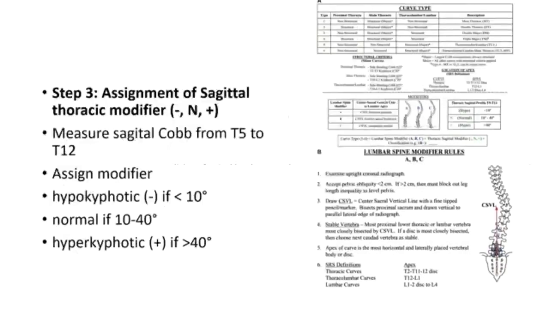Then we have the thoracic, which is the sagittal thoracic measurement. It's the Cobb angle that we have just described between T5 and T12. If it is hypokyphotic, which is less than 10 degrees, normal is 10 to 40, and it is a positive sagittal thoracic modifier if it is more than 40 degrees.